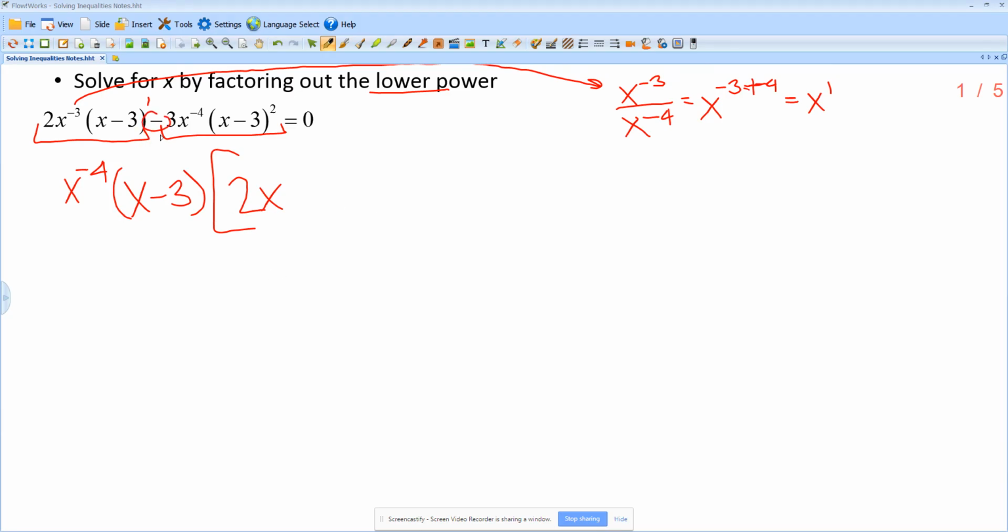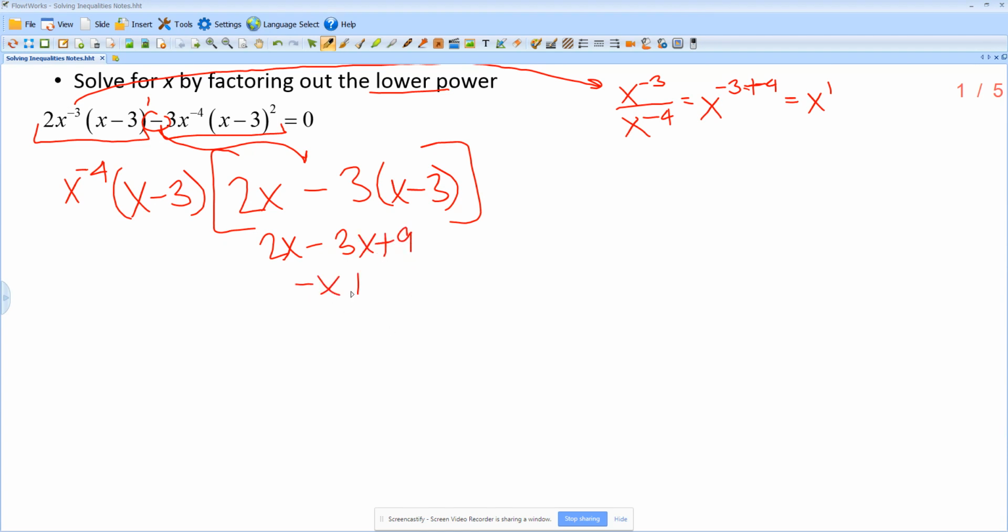Now I bring down my minus. I have a 3. I took out all of the x to the negative fourths, and I took out one of the x minus 3's, so I have one left over. I need to simplify this factor then. So I get 2x minus 3x plus 9, which is going to give me negative x plus 9. So this is my last factor.